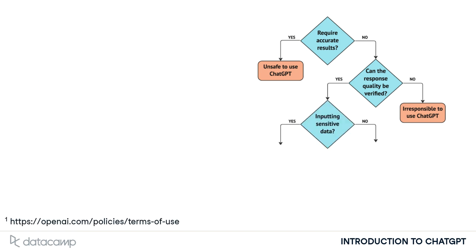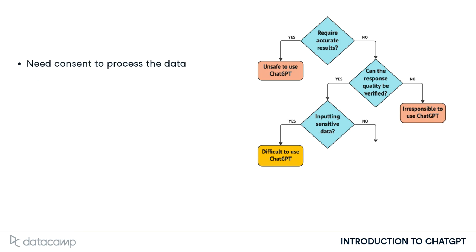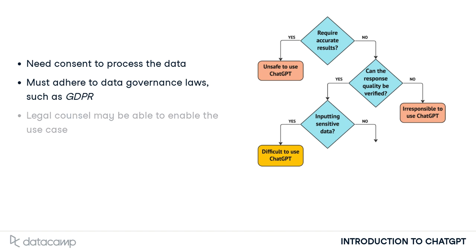The use case may require inputting sensitive data, such as customers' personal information or company source code. Enabling a use case involving sensitive data is difficult. We need to acquire the necessary consent to process the data, as well as ensuring that the applicable data governance laws, such as GDPR or CCPA, are being adhered to. For these use cases, it's best to seek legal counsel that specialize in data governance.